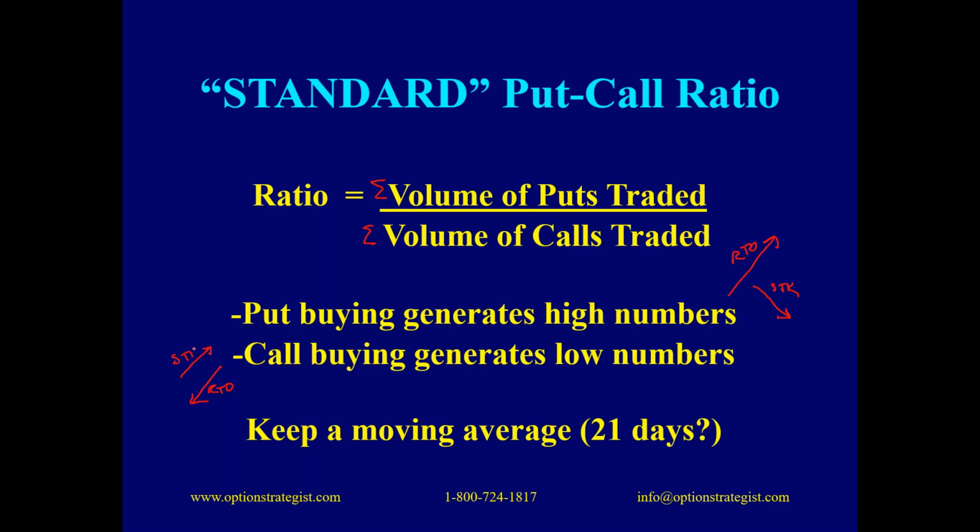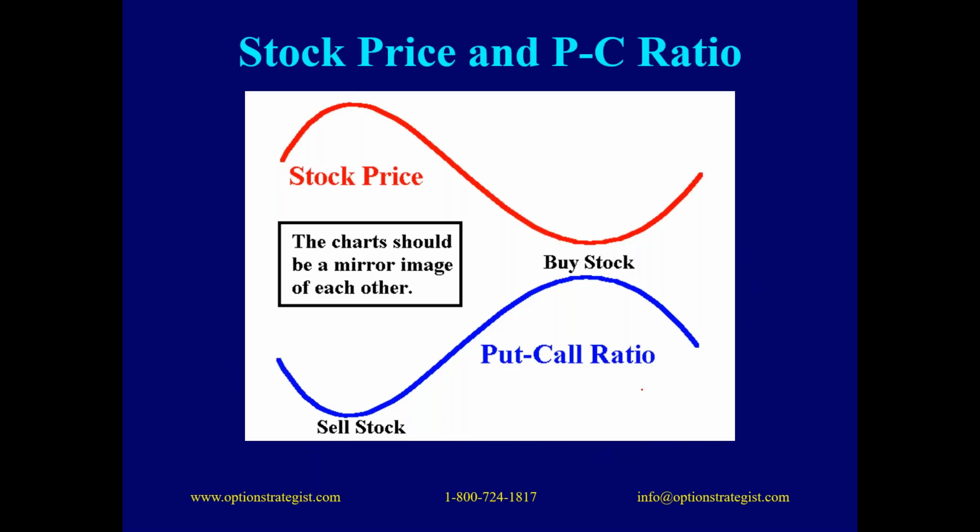So again, moving in the opposite direction. We'll look at some charts in a minute. We keep a moving average of 21 days just in case there's something to Fibonacci, but you need to smooth out this data a little bit. So ideally it would look like this: the stock price on the top, the put-call ratio on the bottom, and they would have this perfect inverse symmetry with one another.